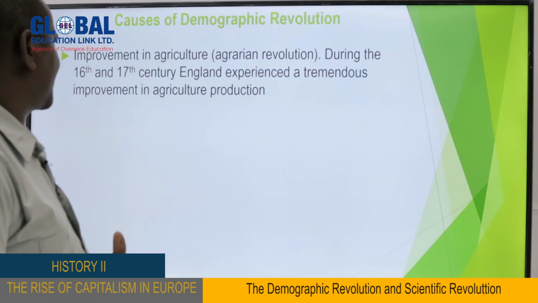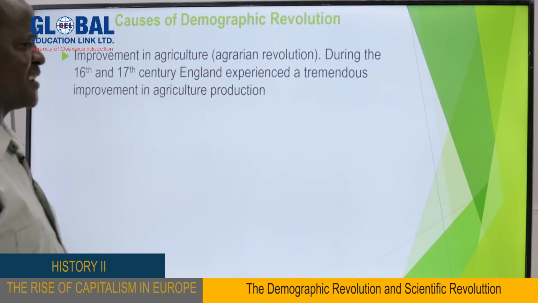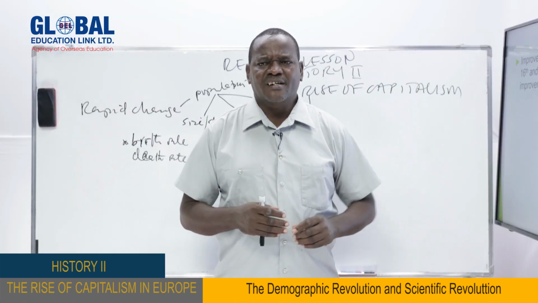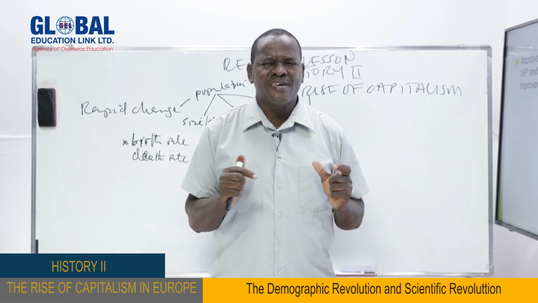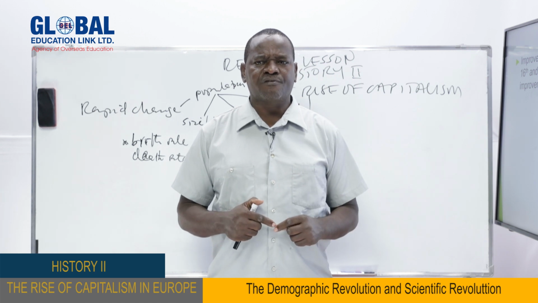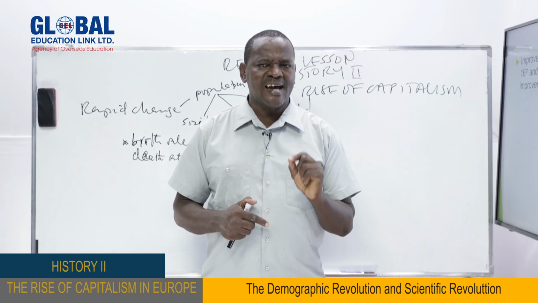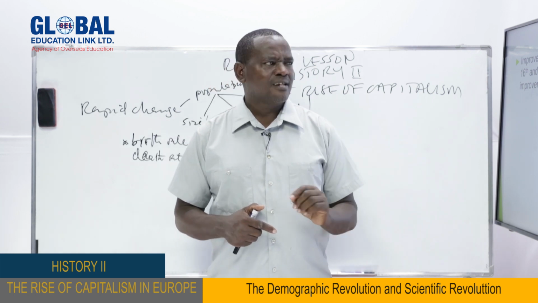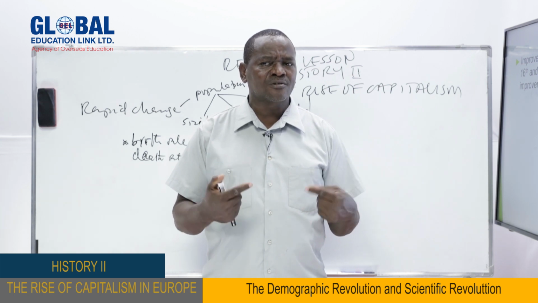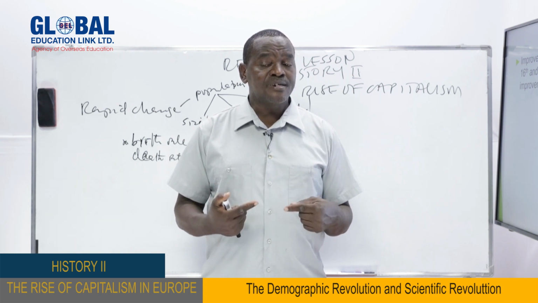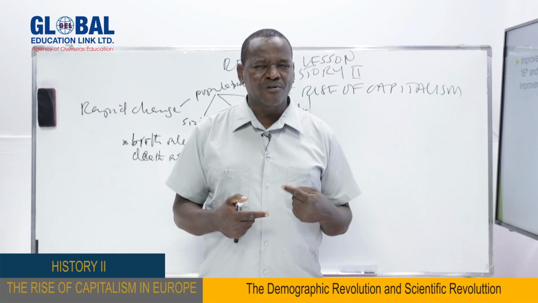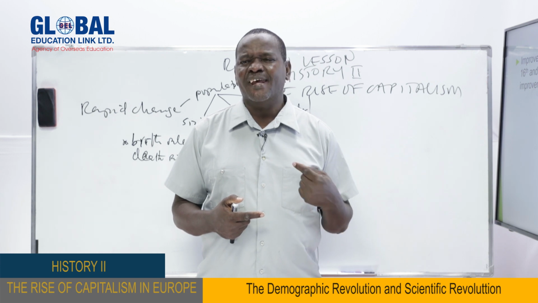The first factor for population increase is improvement in agriculture. Here, my dear students, we are speaking about Agrarian Revolution, a rapid change in agriculture, as we have said, which was characterized by the application of science and technology for qualitative and quantitative improvement of agriculture production. So the increase in agriculture production has contributed a lot to the increasing population, because people were able to produce a lot of food, and the food therefore was available at a cheaper price.